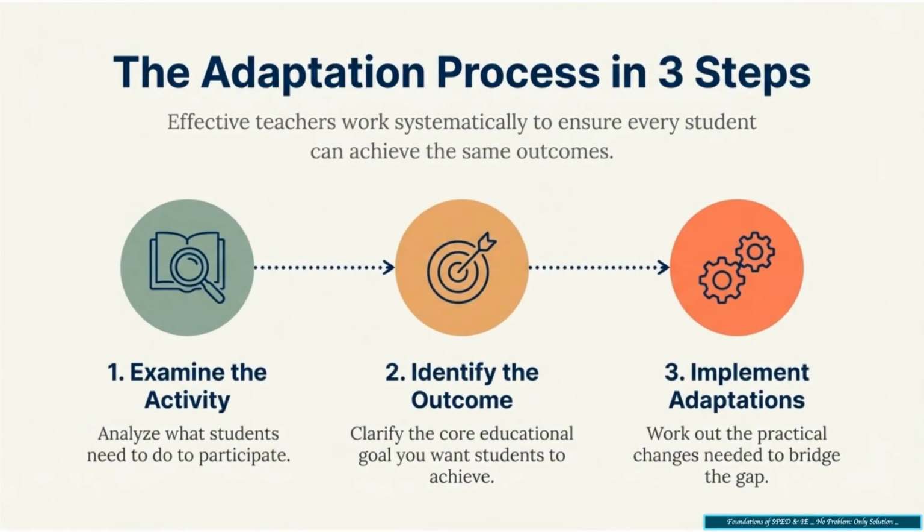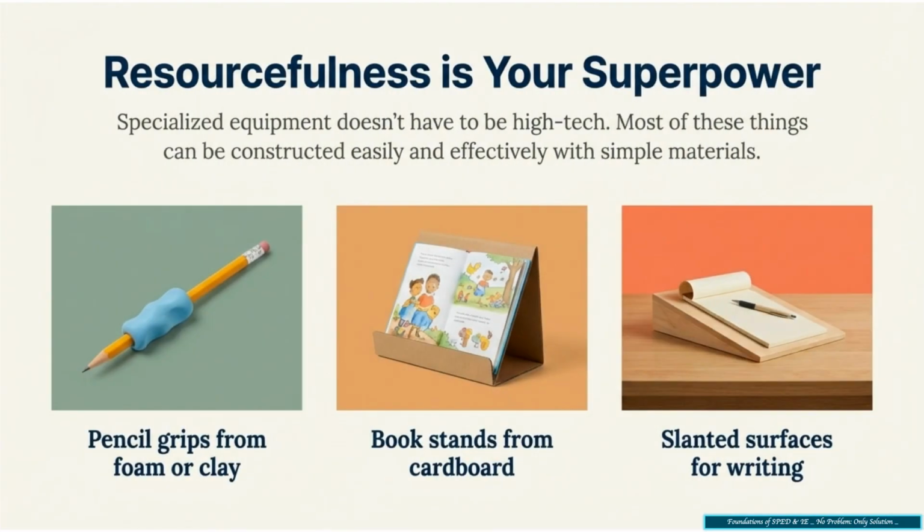The adaptation process can be broken down into 3 steps. First, examine the activity, analyzing what students need to do. Second, identify the core learning outcome. Third, implement practical adaptations to bridge the gap. Resourcefulness is a superpower. Specialized equipment doesn't have to be high-tech. Simple materials can be used effectively to create items like pencil grips, book stands, or slanted writing surfaces.